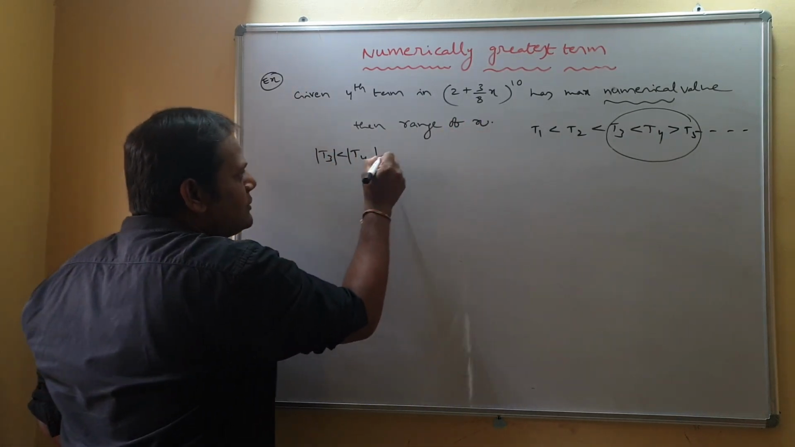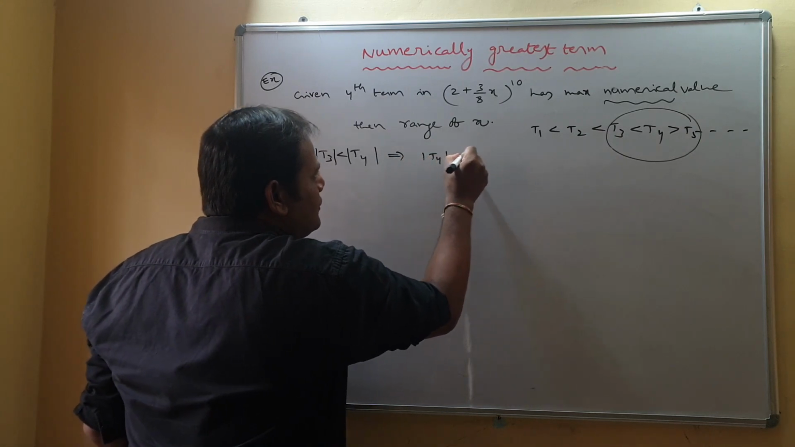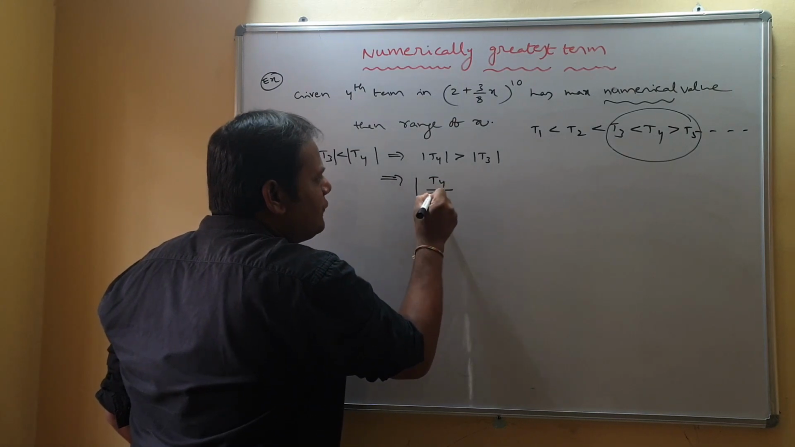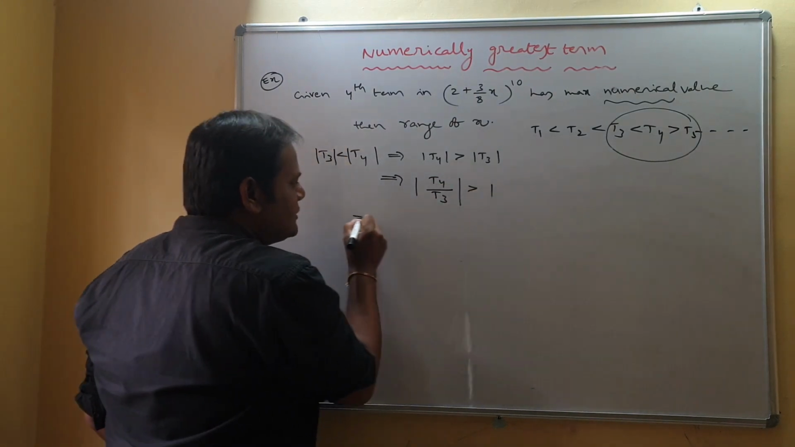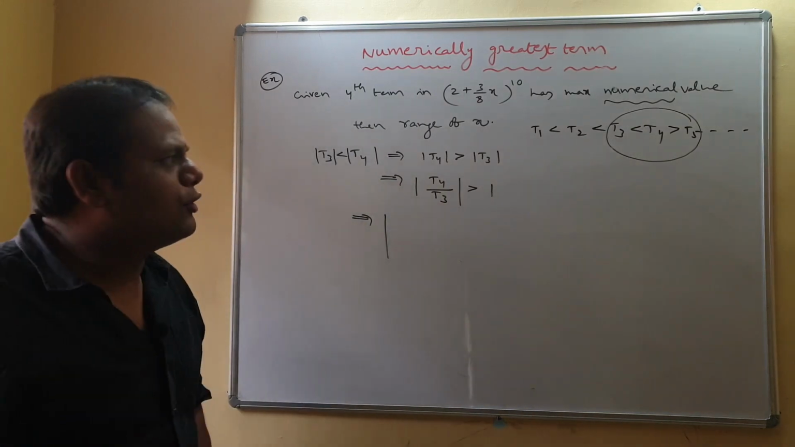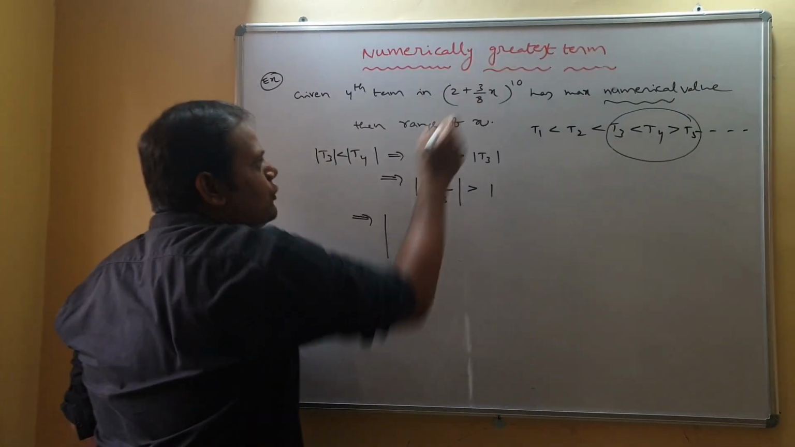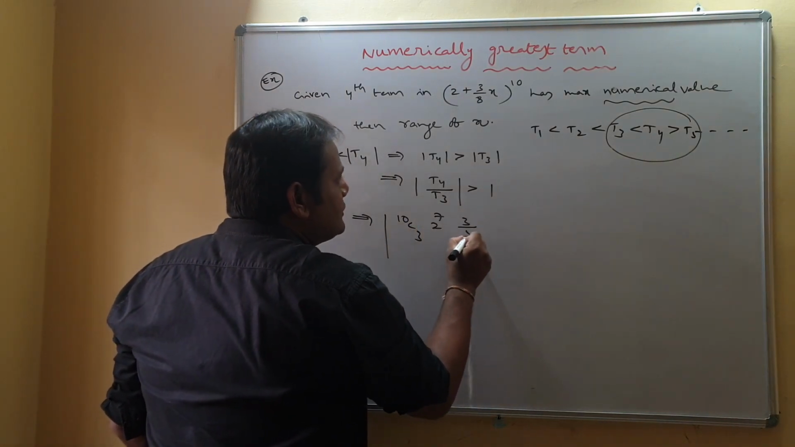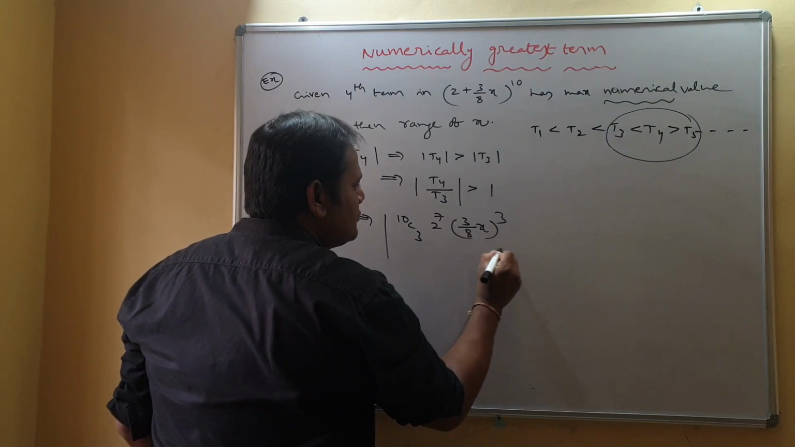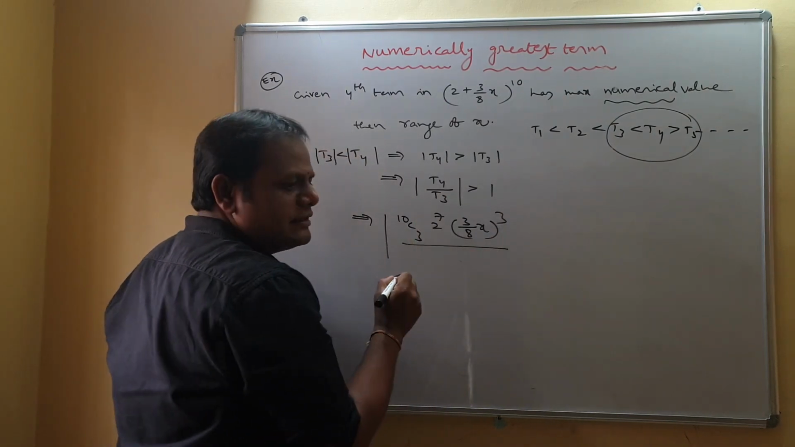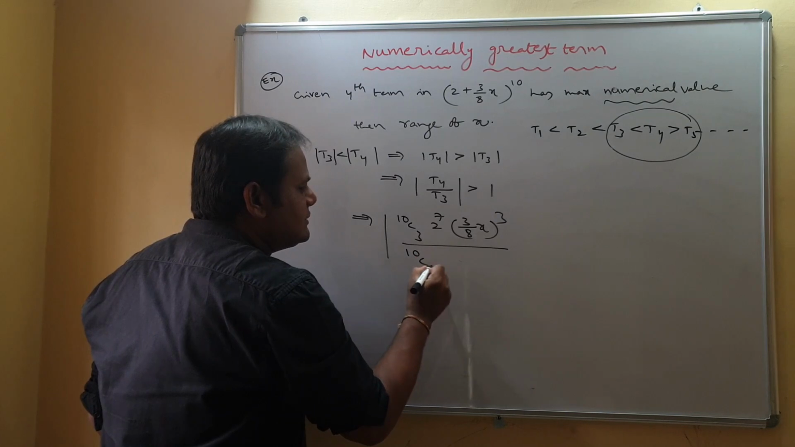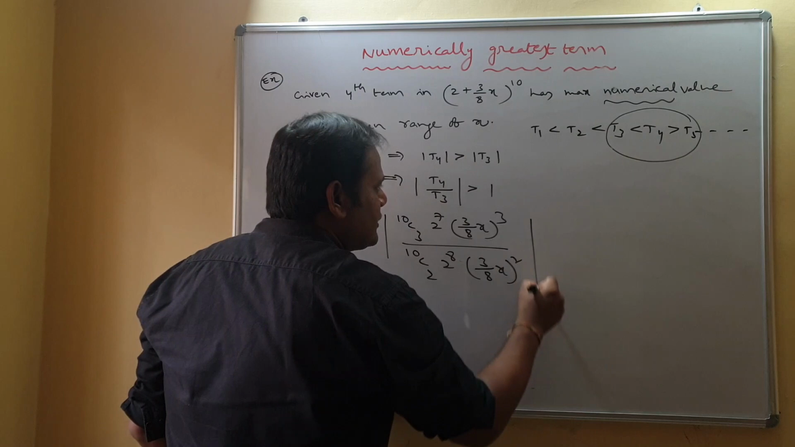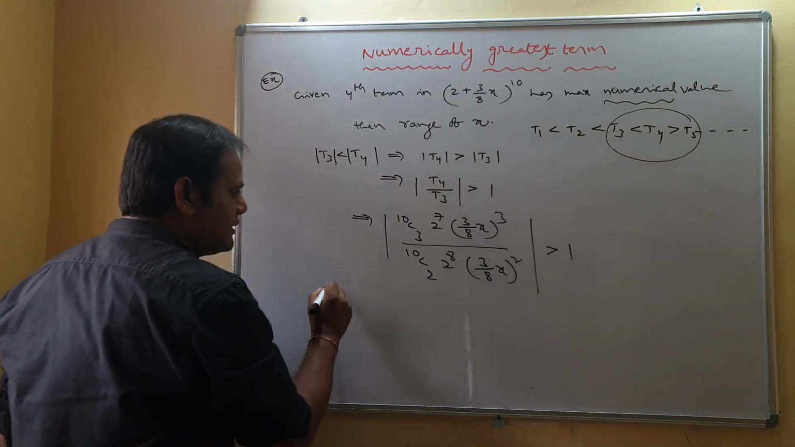Mod, right? So I can write that mod T4 is greater than mod T3. So I can take it as mod T4 by T3 greater than 1, is it? So what is the fourth term in this? You write that. So what is the fourth term? That is 10C3 2 power 7 (3 by 8x) whole cube by T3. So the third term I am going to take. What is this? 10C2 2 power 8 (3 by 8x) whole square is greater than 1, is it?